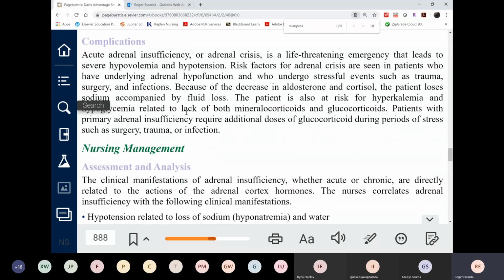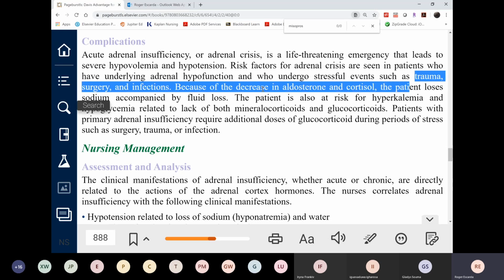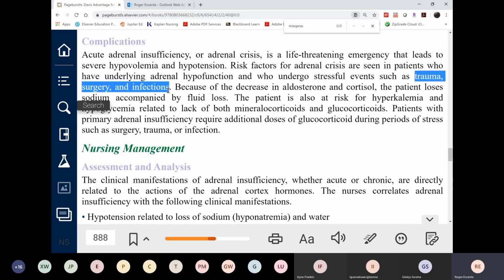Complication. There is a life-threatening complication here known as adrenal crisis, when the patient experiences stressful events such as trauma, surgery, or infections. These are the most common. Trauma and surgery, we know that's stressful. And infections, yeah, you could go septic shock, and all the complications resulting from that. The stressful event, though, doesn't have to be only trauma, surgery, or infections.